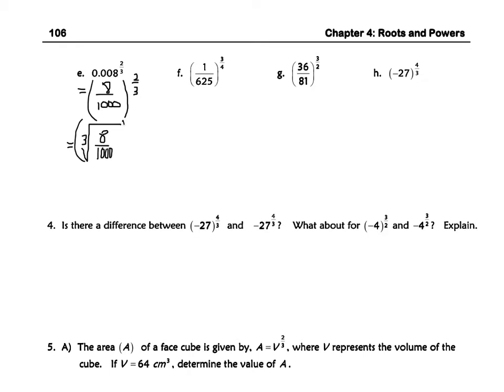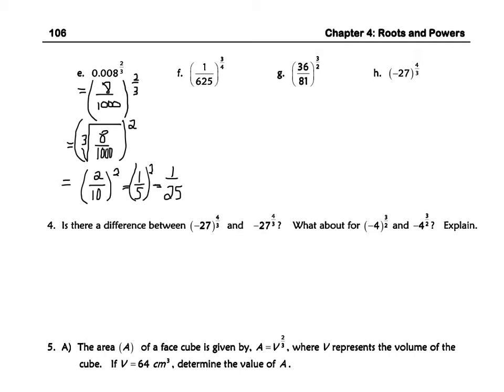and then you'd want to raise that to the power of 2, which would be the cube root of 8, which is 2, and the cube root of 1,000, which is 10, all squared. Now you can reduce that if you want to 1/5 first before squaring it, but in any case you're going to get 1 over 25. If you didn't reduce it first, you would have gotten 4 over 100, which then reduces to 1 over 25.